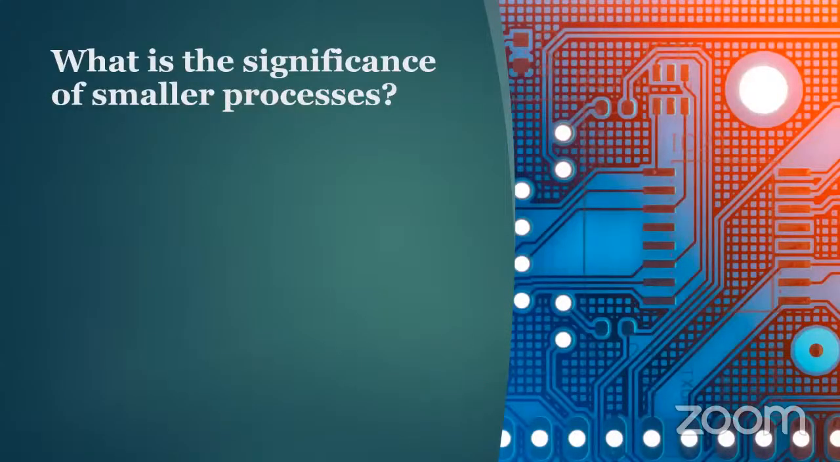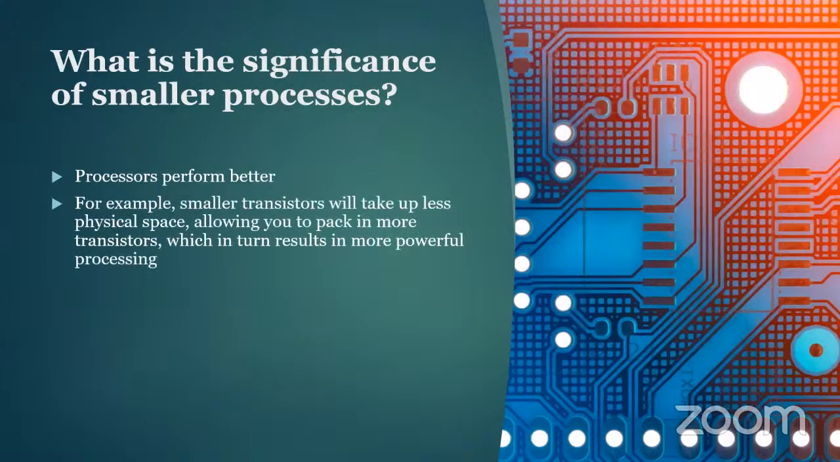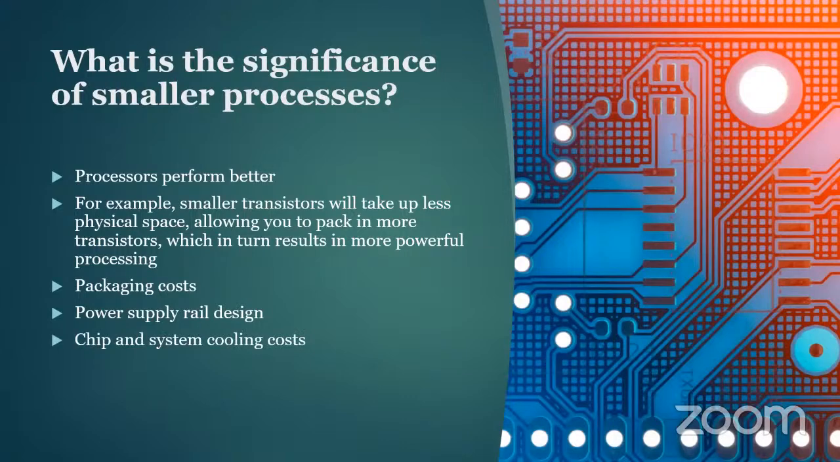Now, what is the significance of these smaller processes? We are saying that technology is going down day by day. We are doing research for the 1 nanometer. Why are all these things going on? See, the smaller processes are preferred because of the following advantages. Processors perform better. For example, smaller transistors will take up less physical space, which will allow us to pack more transistors on a single chip, which will result in more powerful processing. Packaging cost is also reduced. The power supply rail design becomes more efficient by the use of these small processes. The overall chip and the system cooling cost is also reduced.